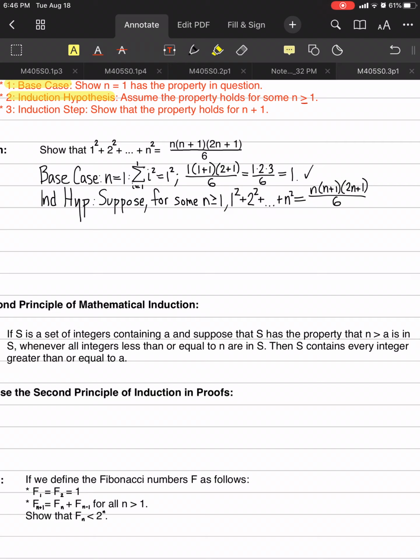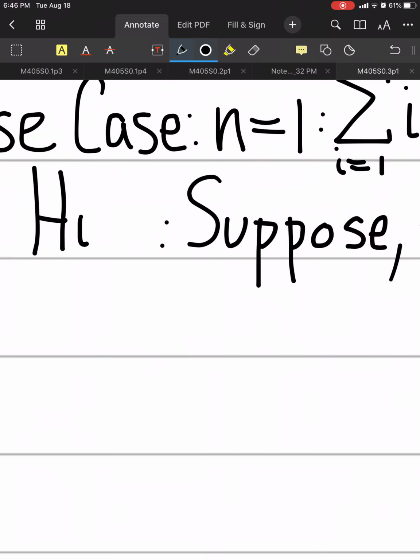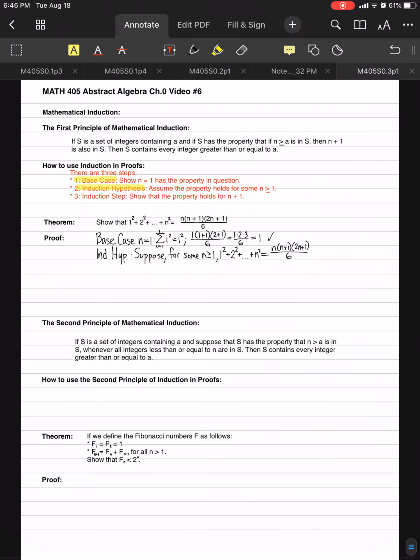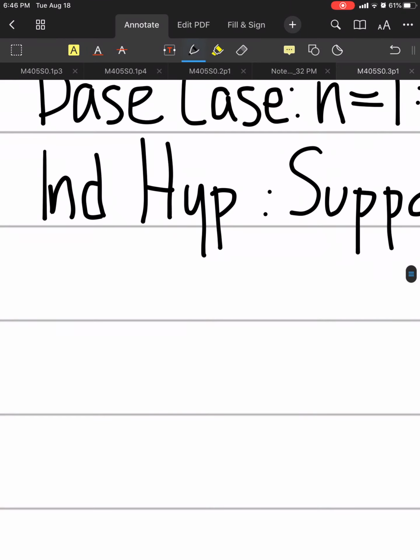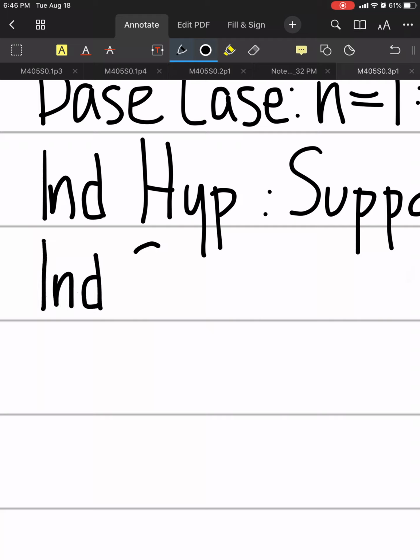Now, don't assume here that you're done at this point, because you're not. This is just part of the proof. So you're supposing this is true for some specific n. You're not saying it's true for all n. And then your next thing we do is the induction step. Those first two are pretty much standard for any induction proof.